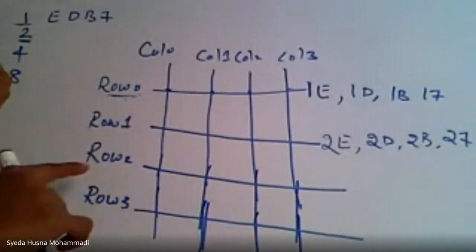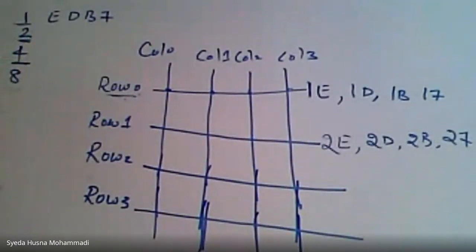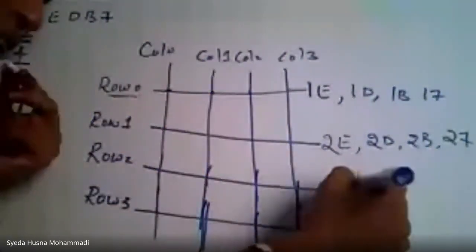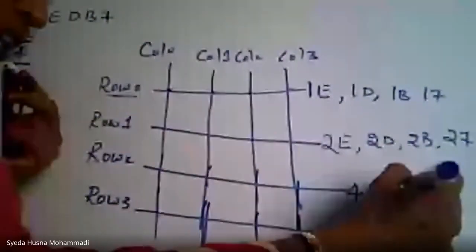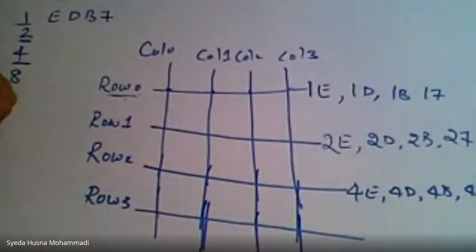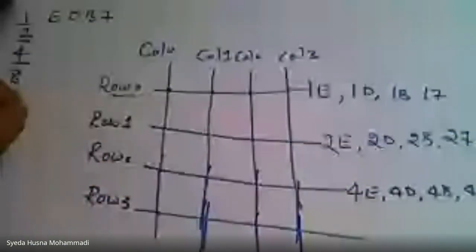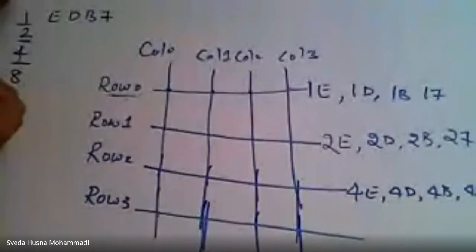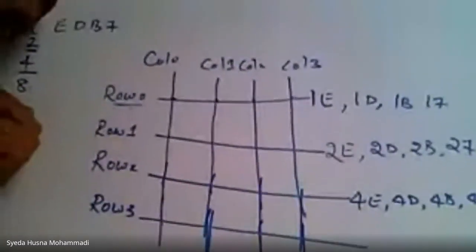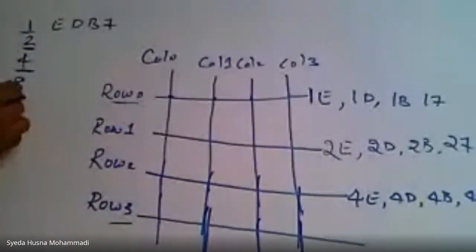For row 2, what is the equivalent value we have? For row 2, the equivalent value is 4. So it should be 4E, 4D, 4B and 47. And for the last row, row 3, we have the equivalent value which is nothing but 8. Soumya has put the answer.